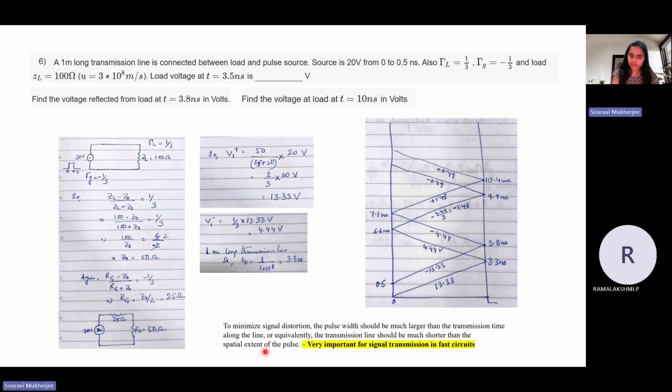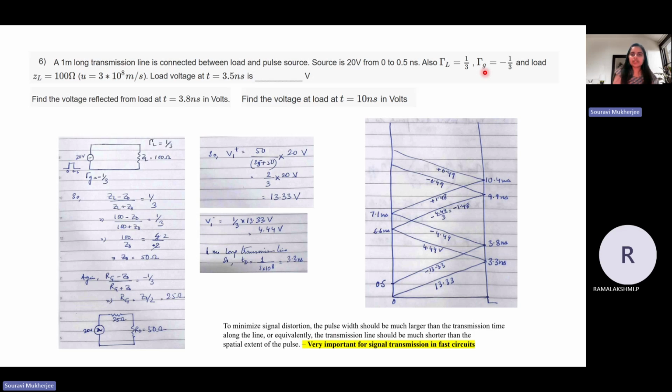So then the transmission line length has to be chosen accordingly, or you have to add or change ZL or RG accordingly. So all these changes have to be done so that maybe you can minimize tau L or tau G. You have to do all those kinds of engineering in order to minimize your signal distortion.